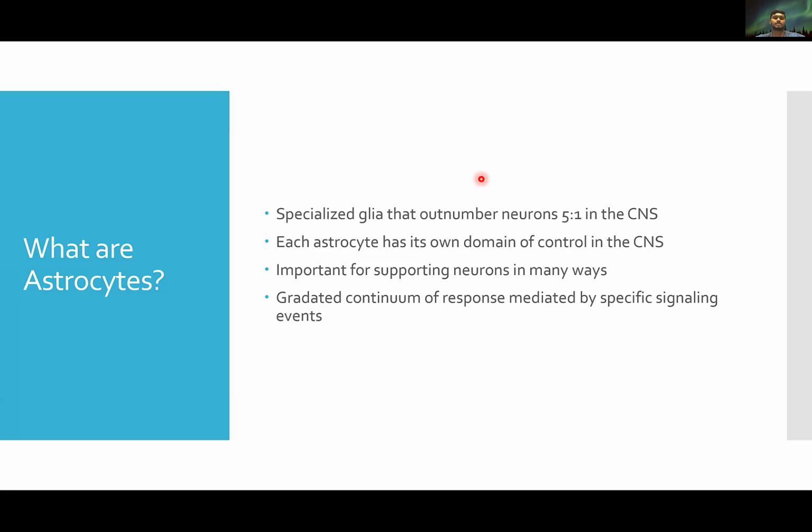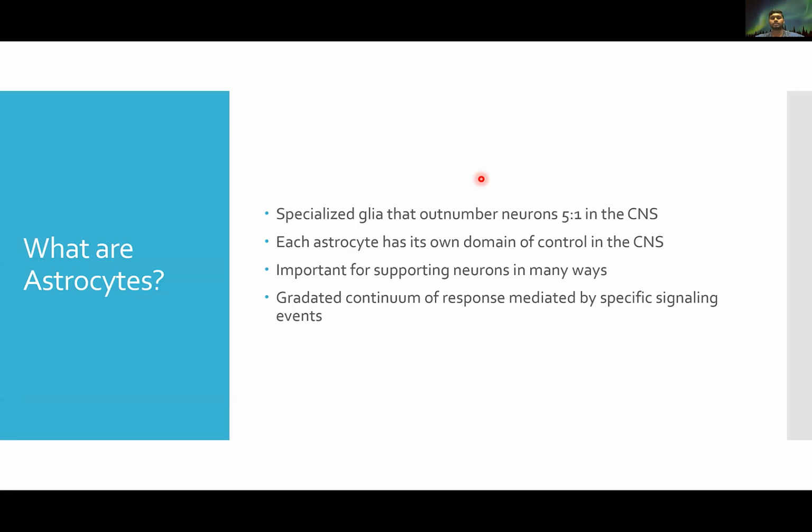But going back to these slides, something really important that we have to make sure we understand is that even though astrocytes outnumber neurons 5 to 1 and there is a substantial amount of them in the CNS, each astrocyte has its own domain of control in the CNS. So even though there may be 10 astrocytes in one region, that region is broken up into 10 separate areas, with one astrocyte per area. That makes sure that each astrocyte has control of the environment and doesn't have to communicate with the other astrocytes to control that environment.